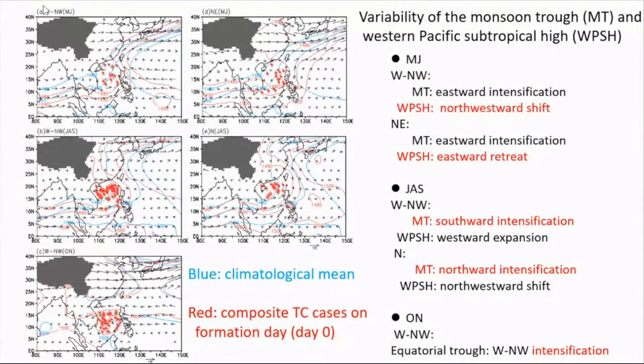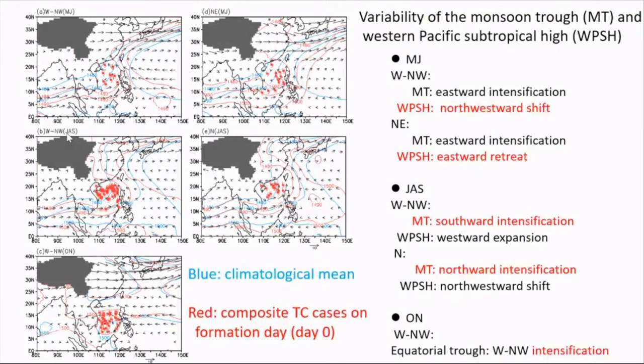Okay, so in May and June, we have a west-northwestward track type and a northeastward track type. So we compare these two. They have a common feature: the monsoon trough tends to intensify eastward for these two types. The difference comes from the subtropical high. For the west-northwestward track type, the subtropical high tends to intensify westward, so as to form an anti-cyclonic flow to the north of this TC, and therefore they may move west and northwestward. On the other hand, the subtropical high retreats eastward in the northeastward track type. So this leaves a space to the north for this TC to move northeastward.